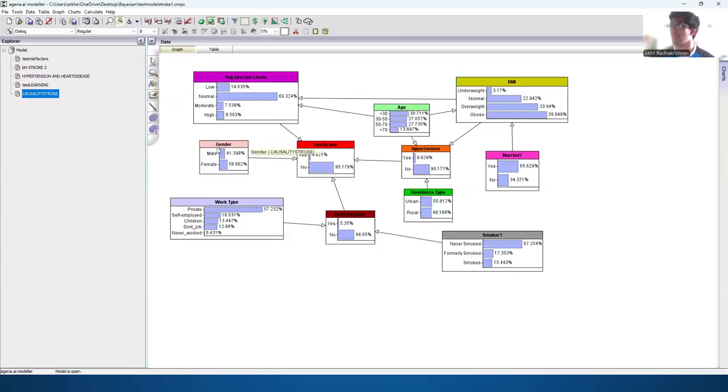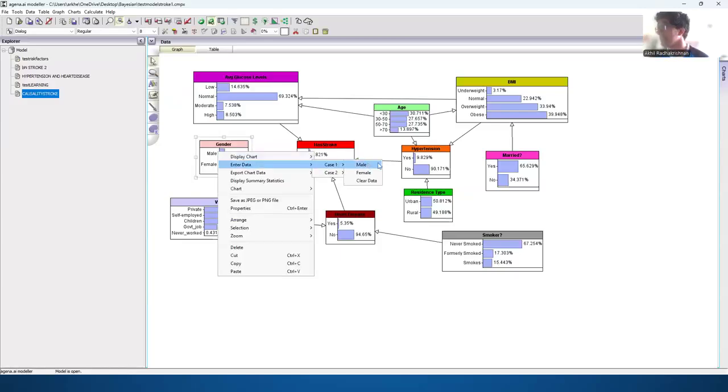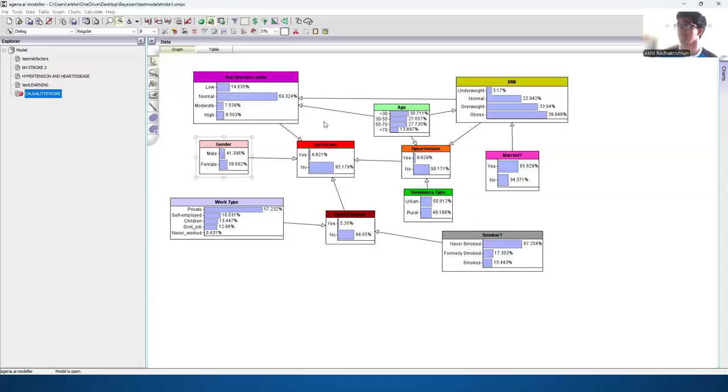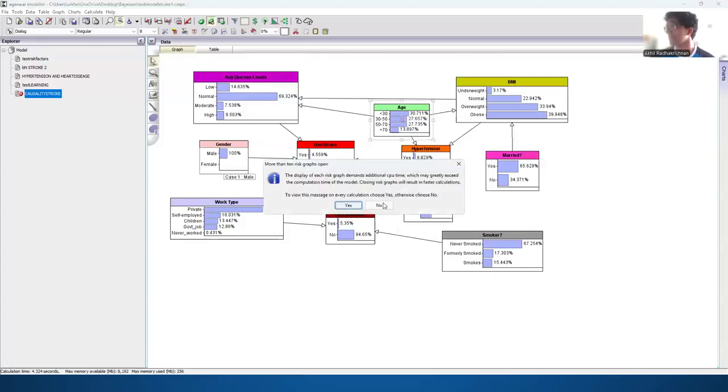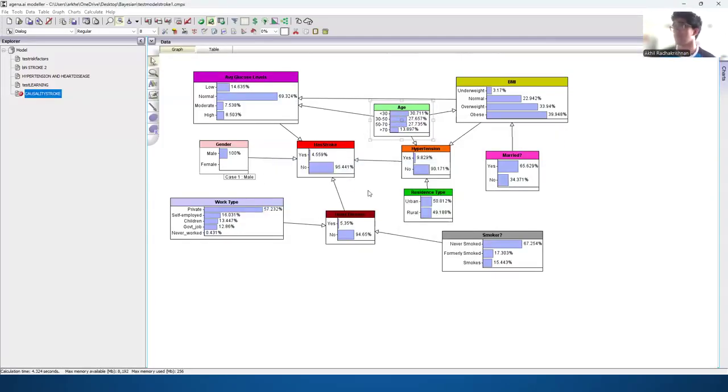So let's consider a male patient. In the model, this causes a slight reduction in stroke risk, reflecting the dataset's pattern, even though medical literature generally suggests males have a higher risk, showing the influence of the training data and potential biases. Next, I set the patient's age to the 50 to 70 range. The stroke risk increases, which is expected.